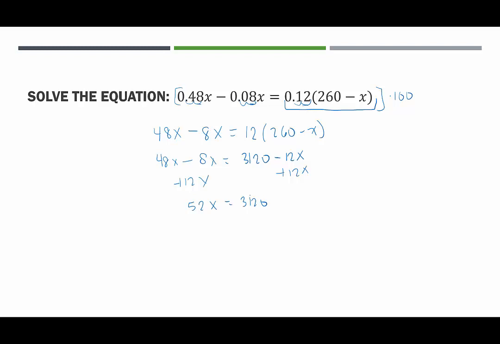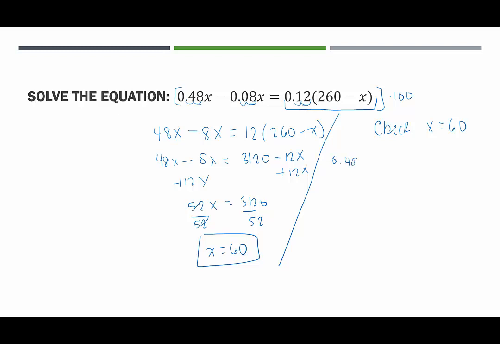Then we want to divide both sides by 52, and we end up with x is equal to 60. So I end up with 60, but how do I know for sure that that's right? This is the beauty of mathematics: you don't have to say, I think that's right, but is it really right? We can find out because we can always check our work. To check our work, we take that value and plug it in. Anywhere we see an x, we replace it with a 60.